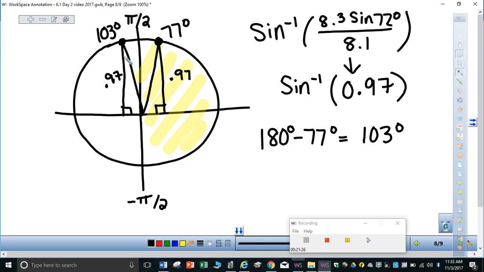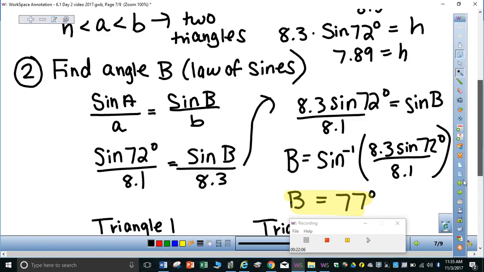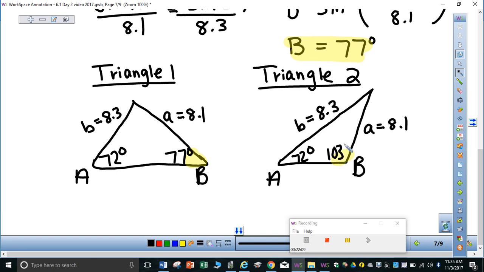Part of why we can do that is, if you were to look at the angle measure on this side, that angle measure would be 77 because there's symmetry in this picture. The angle measure from here to here is 77 degrees, so the angle measure from here to there is also 77. So if you take the full 180 degrees and subtract that 77 measure, what we're left with is 103. So it turns out that 103 degrees is going to be the measure of angle B in the second triangle. So let's go back over here to our picture and label this as 103 degrees.